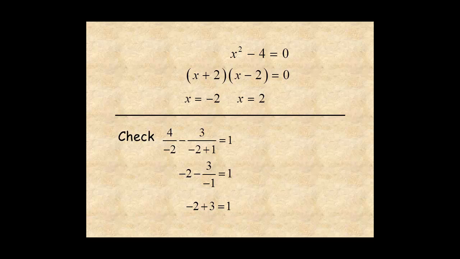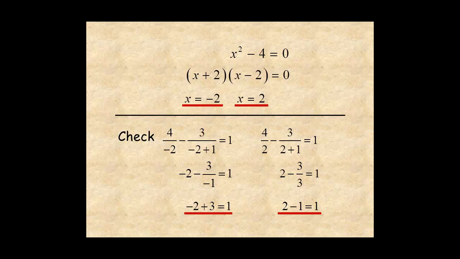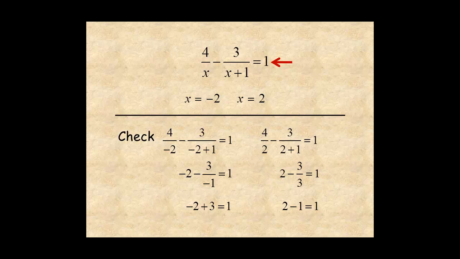Then check x equals positive 2. Substitute x equals 2 in the equation. 4 divided by 2 is 2, and 2 plus 1 is 3. Then 3 divided by 3 is 1, and since 2 minus 1 is equal to 1, the solution checks. So the equation has two solutions, x equals negative 2 and x equals positive 2, and they both check.